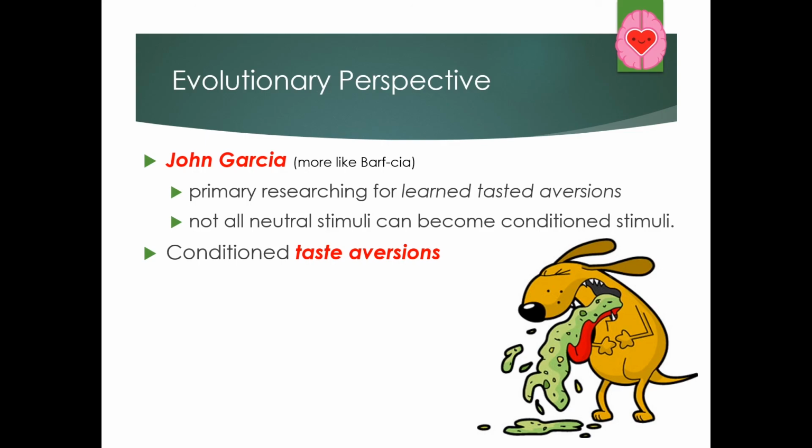So instead of having to do multiple pairings, like in the other examples of classical conditioning, with the bell and the food, ding-a-ling-a-ling, here's some food, ding-a-ling-a-ling, here's some food, it only takes one bad experience to potentially scar you for the rest of your life, avoiding that food. Thanks for researching that, John Garcia.